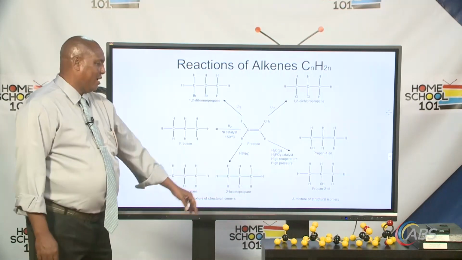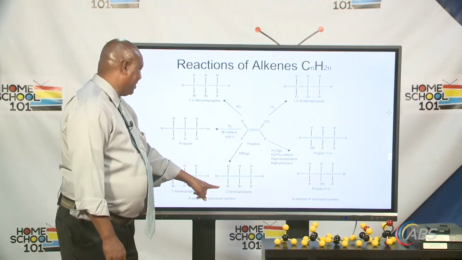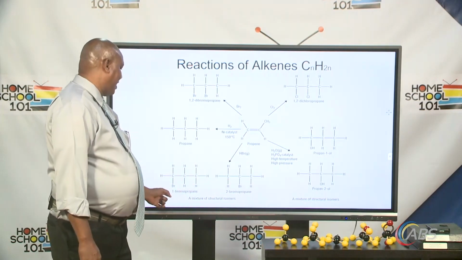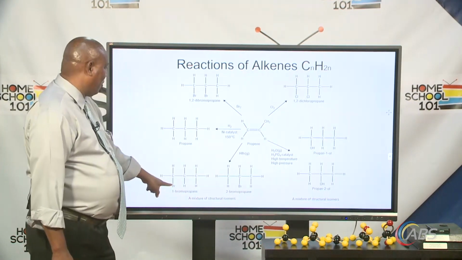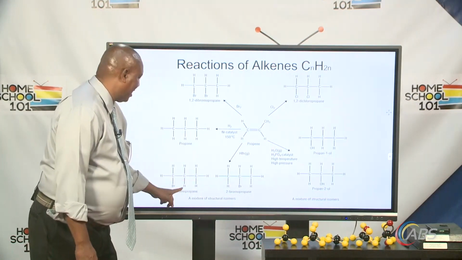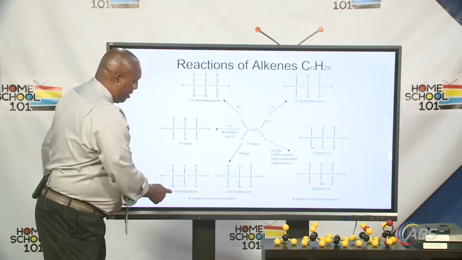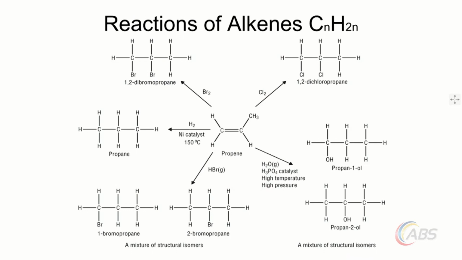Same thing happens here if we were to add hydrogen bromide gas. Okay? The double bond breaks, but we can have two products in this case. We can have 1-bromopropane or 2-bromopropane, depending on where the bromine from the hydrogen bromide adds across the double bond. If it adds on this side of the double bond, it would be one. If it adds on this side of the double bond, it would be two. So we can have two products. All right? Reactions of alkenes.